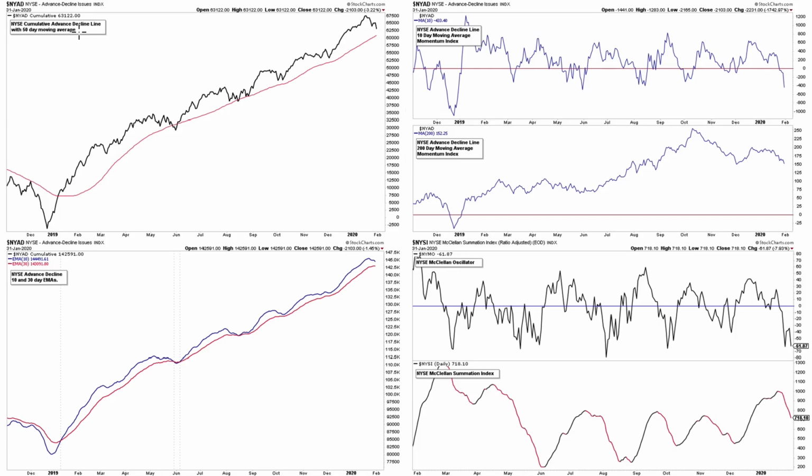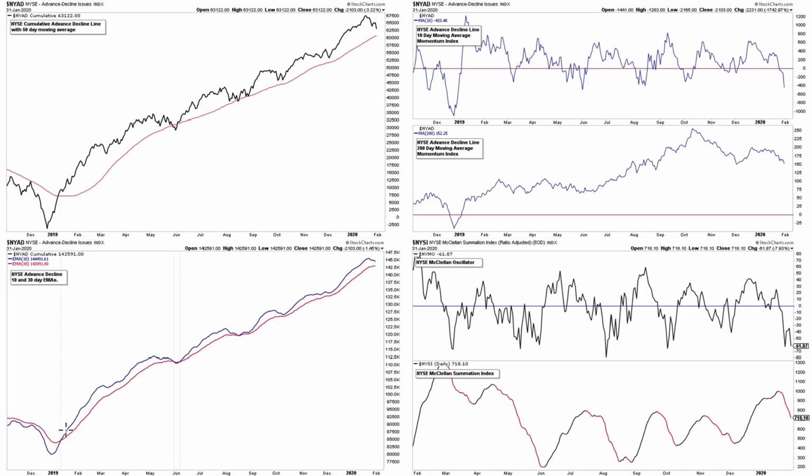Let's next look at the advanced decline line. So on the left here, we've got the cumulative advanced decline line for the NYSE. So as you can see, it's been strongly rising since early 2019. The pullback hasn't yet got below this 50-day moving average. So this is just in a pullback phase currently.